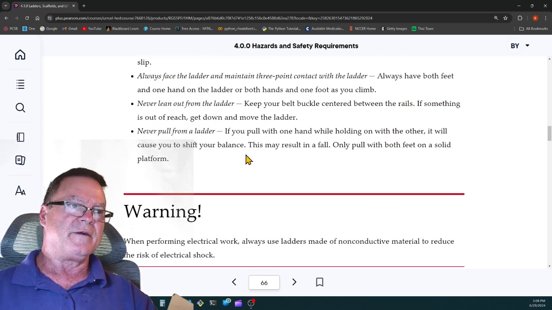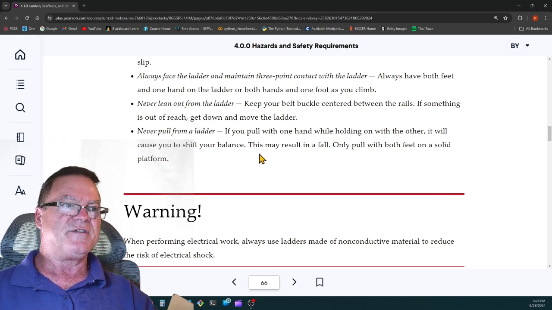Never pull from a ladder. If you pull with one hand while holding on with the other, it'll cause you to shift your balance. This may result in a fall. Only pull with both feet on a solid platform.